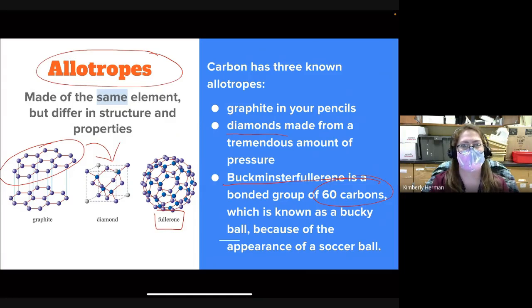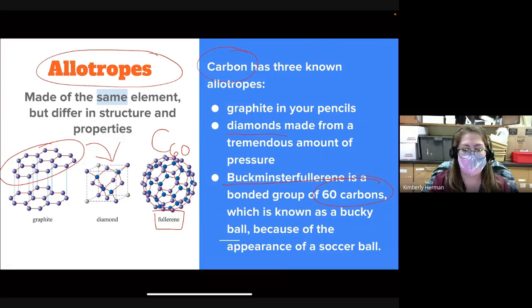Sometimes they even just call it a fullerene, meaning that it has our carbon 60 for it. Now, these are all allotropes because they're only made out of carbon. So we couldn't technically say coal because coal actually has other stuff in it besides just carbon.